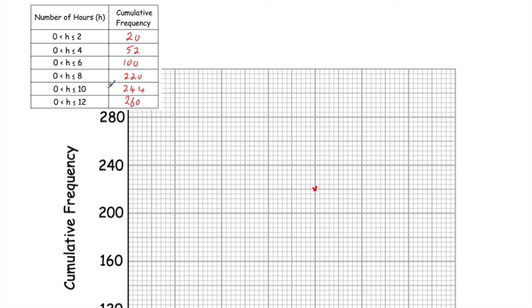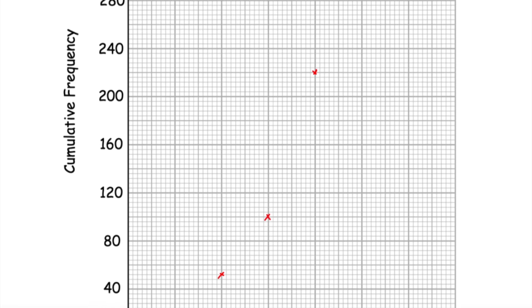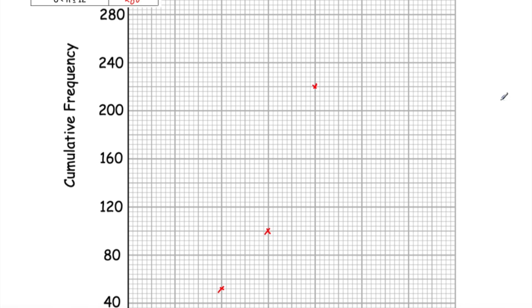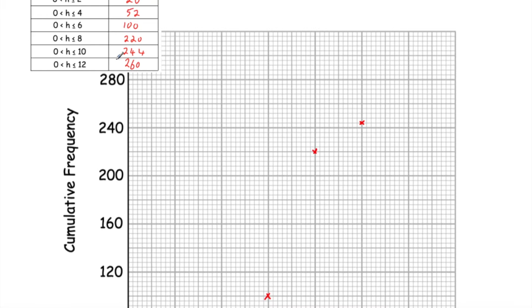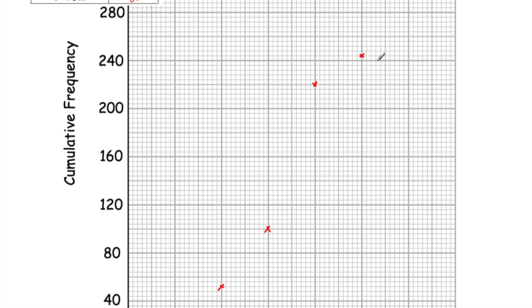Okay, next 10 across, 244 up. So 10 across would be there, the next one. 244 was 240, so 244 would be there, just above that. And then we've got 12 across, 260 up. So 12 across would be there, and 260 would be there in the middle of 240 and 280, so 260. So we've now plotted our points.